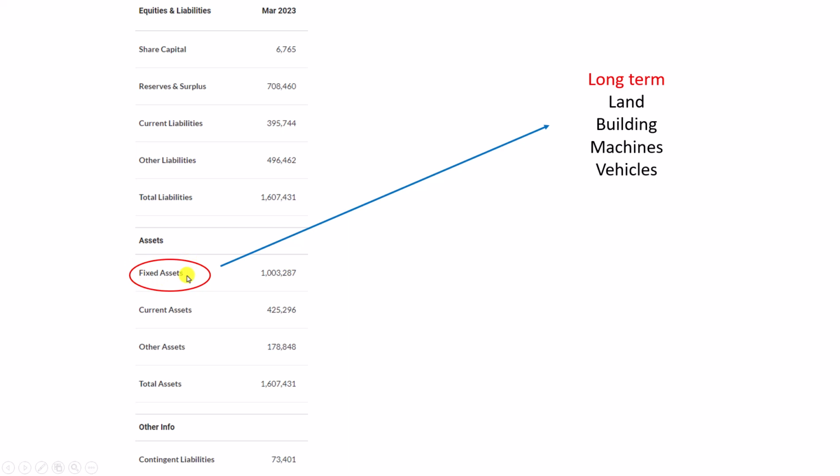These assets are expected to provide economic benefits to the company for more than a year. All right, so that is fixed assets. The assets which are for a long term are fixed assets.